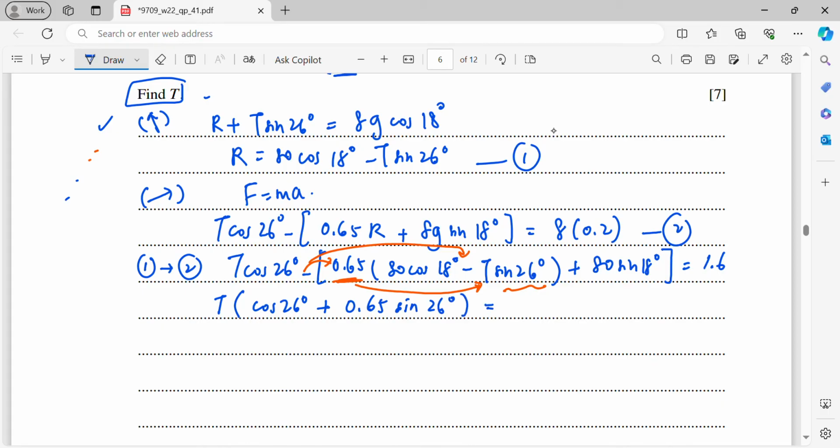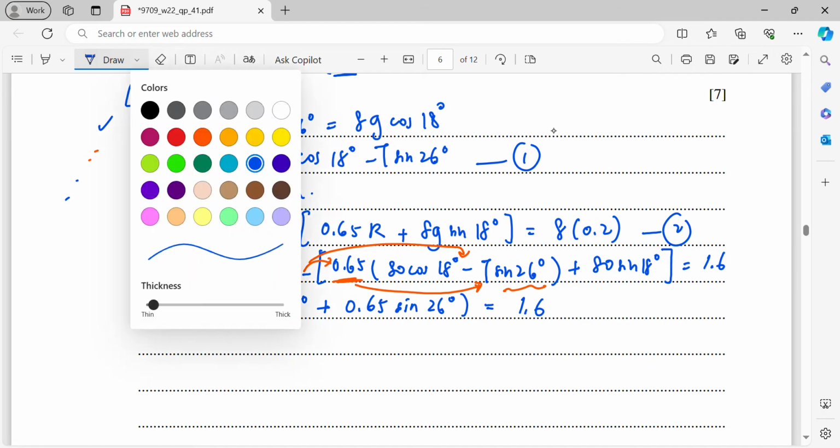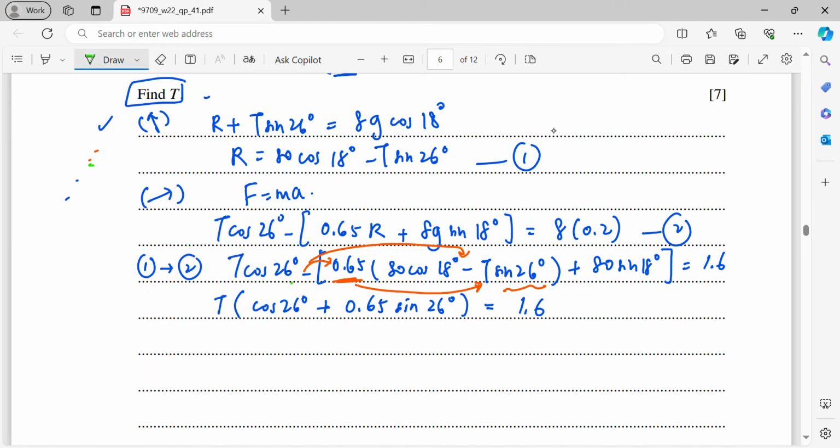Then right side you have 1.6, and then look at here, this minus times to the first term is basically minus, but then when I move to the other side it is positive. So here becomes plus 0.65 times 80 cos 18. And then again this minus, when you times into the last term here, it becomes minus. So when I move to the other side, it's actually a positive. So here is plus 80 sine 18 degrees.